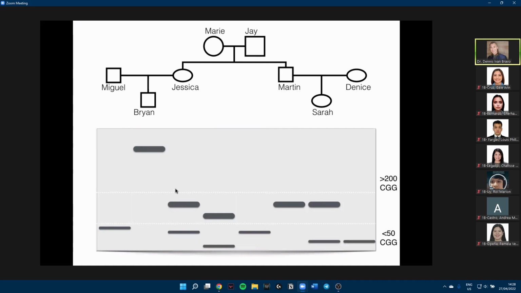Jessica is female. She has oogenesis. So when this copy on the oocytes undergoes oogenesis, it can expand, and thus when passed on to Brian, it is now the full expanded version. So it has a full mutation. So Brian has Fragile X.